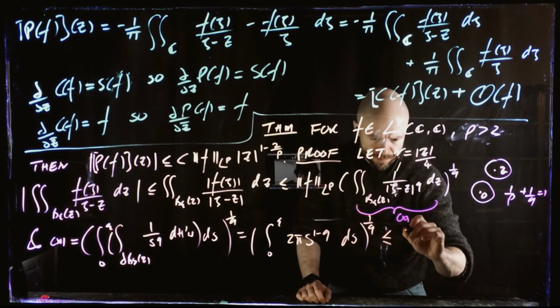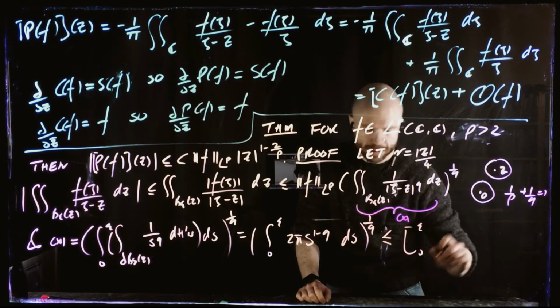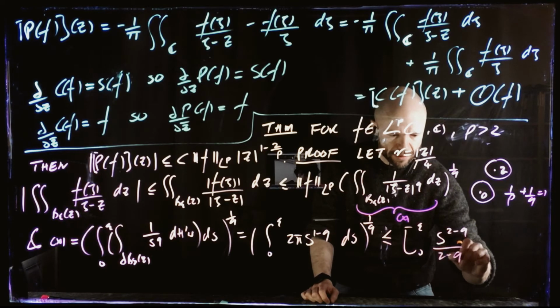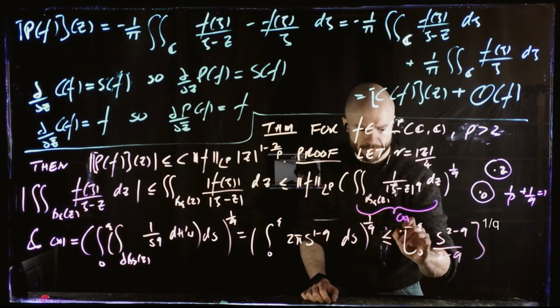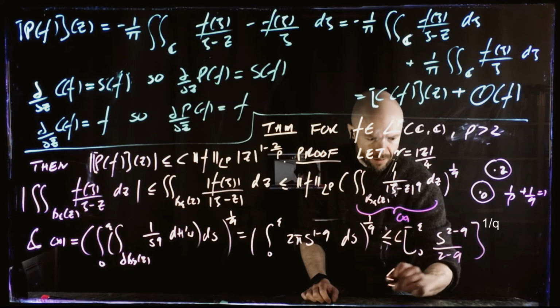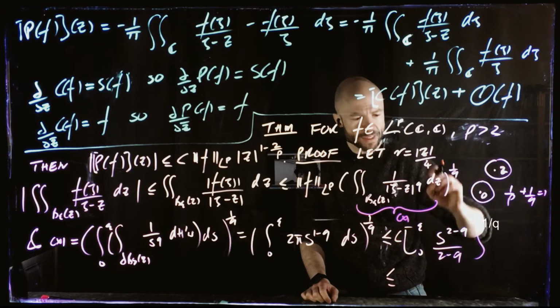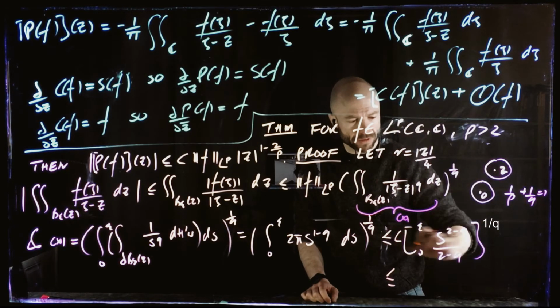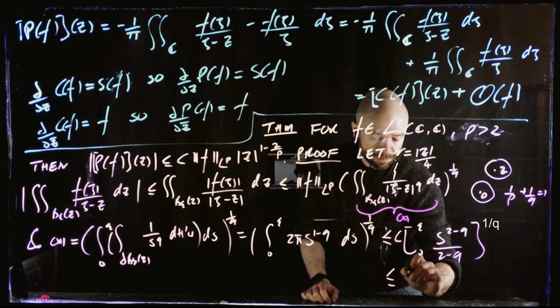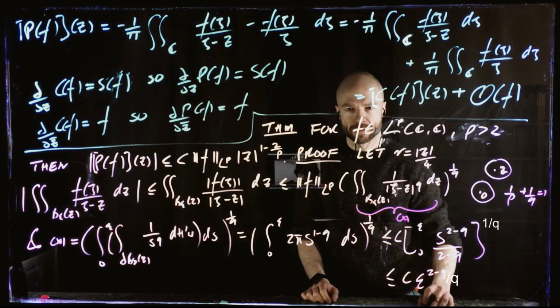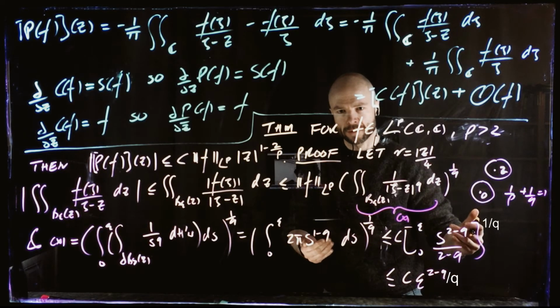And then this thing is the integral from 0 to epsilon of s to the 2 minus q over 2 minus q, like this, and put a constant here. And then we are totally happy because, since p is bigger than 2, q is less than 2, and therefore this is a positive exponent on the top, right? So this is less than c epsilon to the 2 minus q, which is some small quantity.